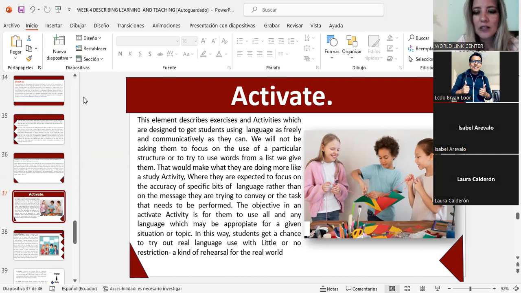The activate phase consists of tasks or activities that you have them do in order that they can develop what they have learned in your classes. You have to be sure that they are learning, that they understood everything that you have done in your classes. Maybe if you are giving a speaking class, you have them make a dialogue, a conversation in pairs or in groups. That is, for example, if you are giving a speaking class.